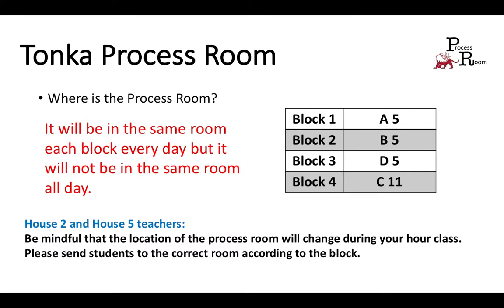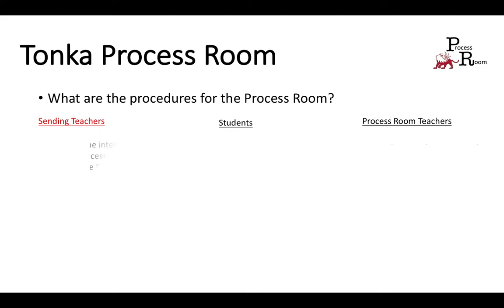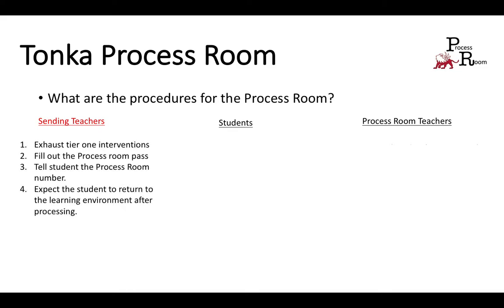House teachers for hours 2 and 5 will need to pay close attention to where to send students, since the process room location will change during 2nd and 5th hour. So, what do you need to do to send a student? After exhausting Tier 1 interventions, fill out the process room pass that you'll see on the next graphic. Be sure to tell the student the room number for the process room. When students have completed a reflection in the process room, they'll be permitted to return to your classroom, presumably ready to be productive.